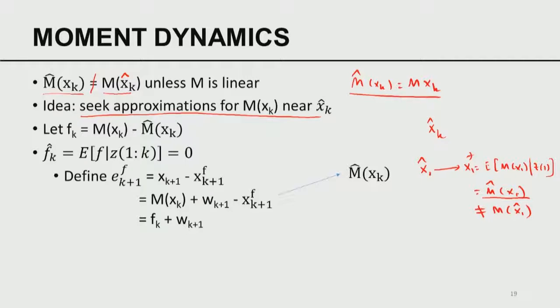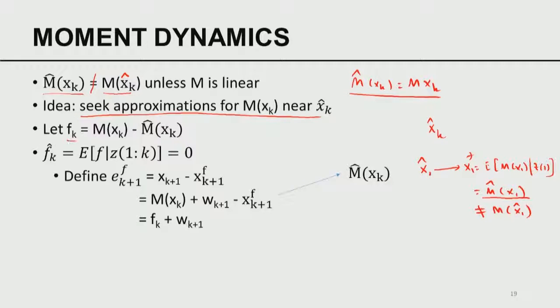So what is it that we are going to approximate? We are going to approximate m hat in a small neighborhood around x hat of k. So what is x hat of k? X hat of k is an approximate analysis known at time k. I am going to approximate my forecast around that. So we seek an approximation of m of xk near x hat k.